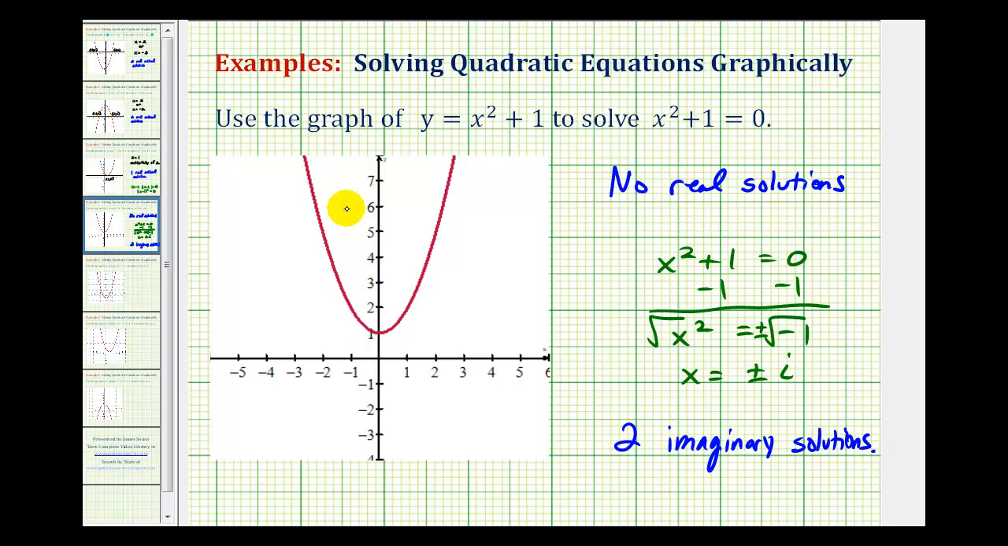And that's the reason why there are no x-intercepts. The x-axis is a real number line. Therefore, if a quadratic equation does not have any real solutions, the corresponding quadratic function will not have any x-intercepts. Okay, I hope you found this helpful.